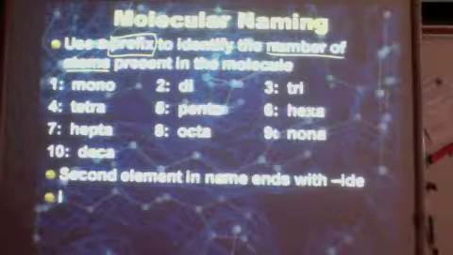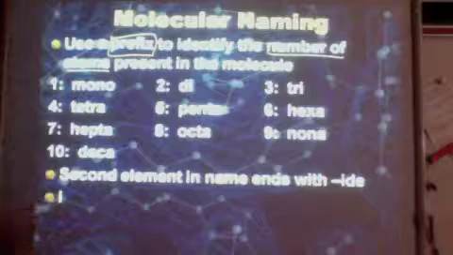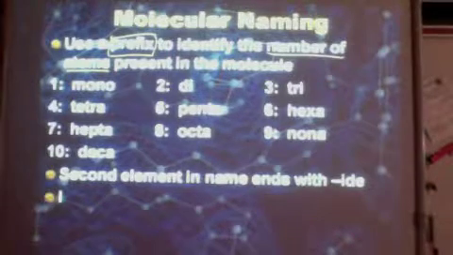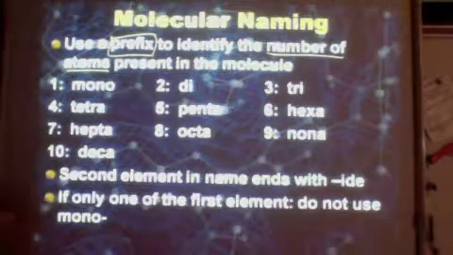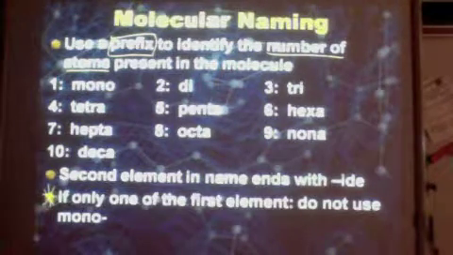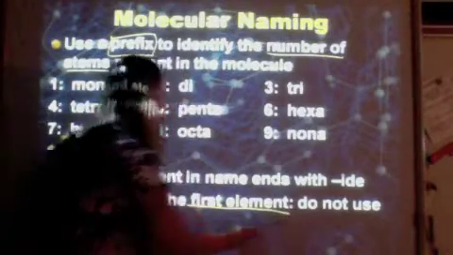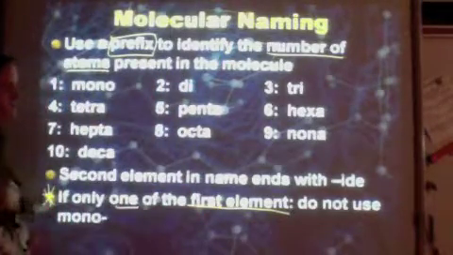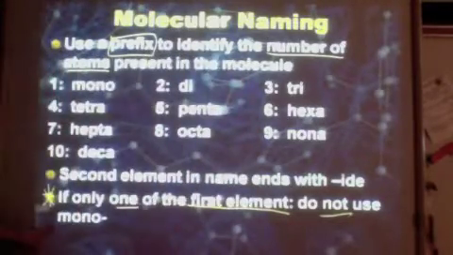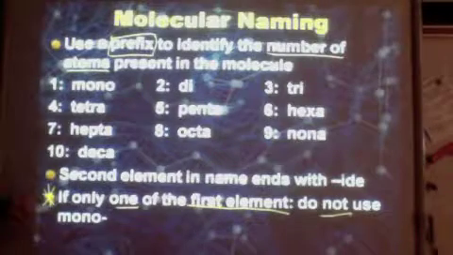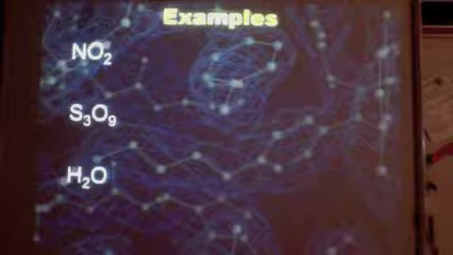The other part of the rule that you need to know is the second element in the name ends with IDE. Pretty much just like your ionic bonding, you have to change the ending to IDE. Just the last part. Then the only exception piece that you've got to know is this. If only one of the first element, do not use mono. Okay, this only applies to the first element.